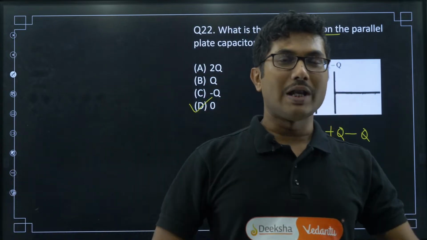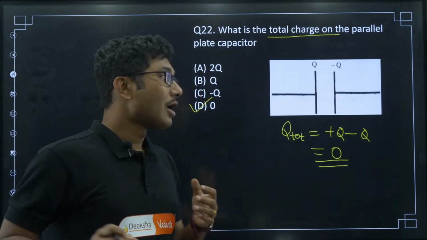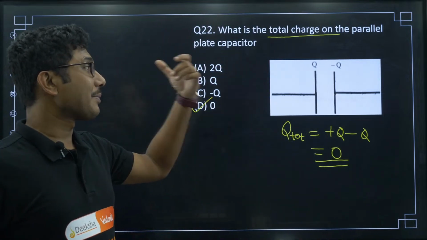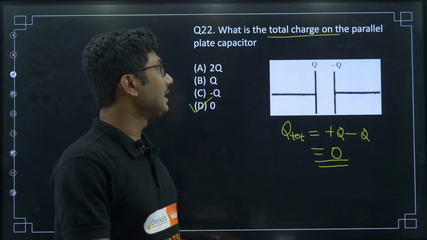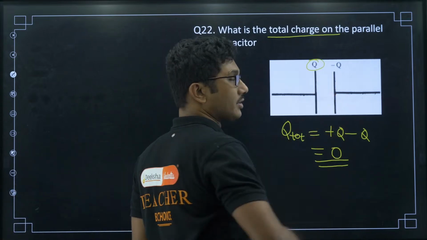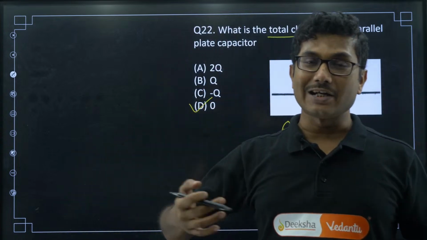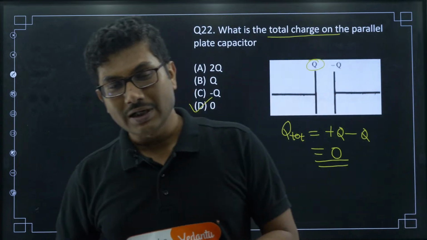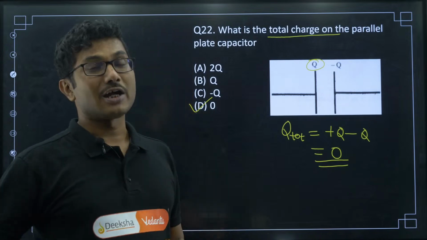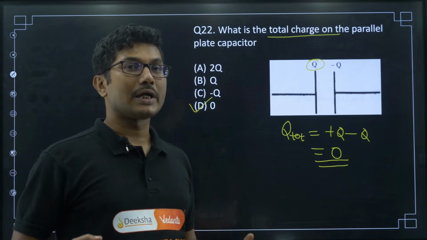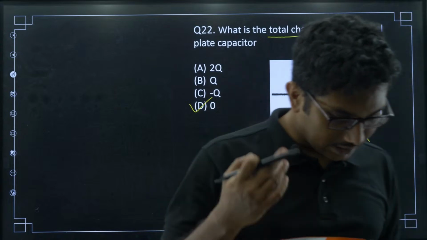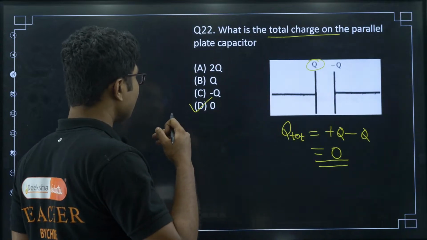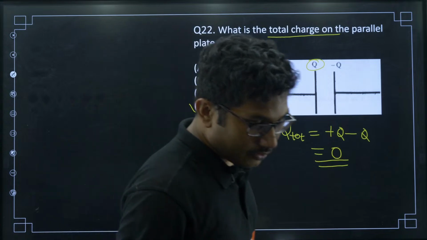There is a beautiful line written in your NCERT book. Even though the total charge of a capacitor is 0, we mention the charge of a capacitor by only considering the positive charge. So, if they ask what is the charge of a capacitor, you have to mention Q. If they ask the total charge of the capacitor, it is always 0. Pooja answered it correctly. Varija, it is not 2Q.